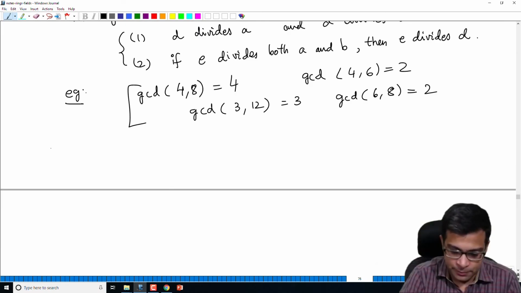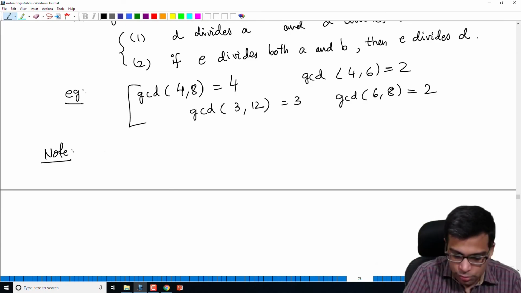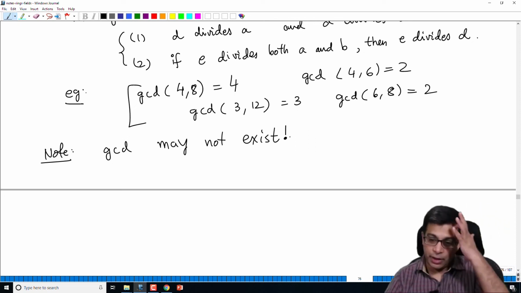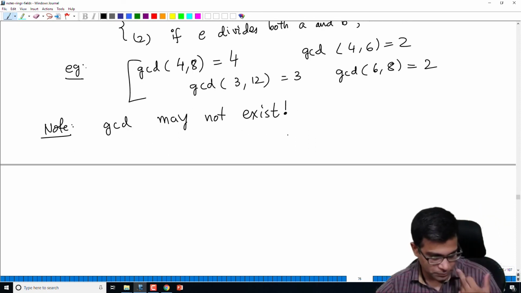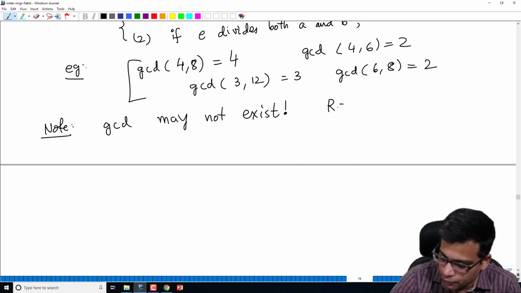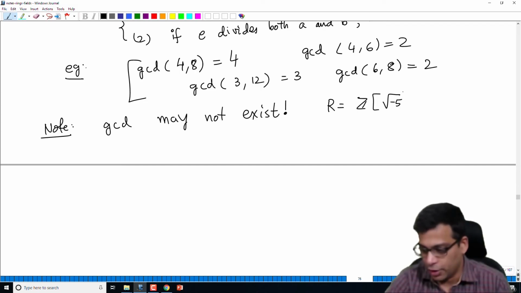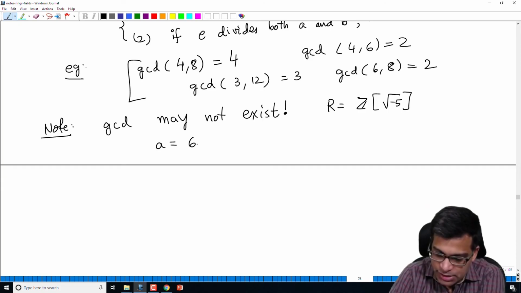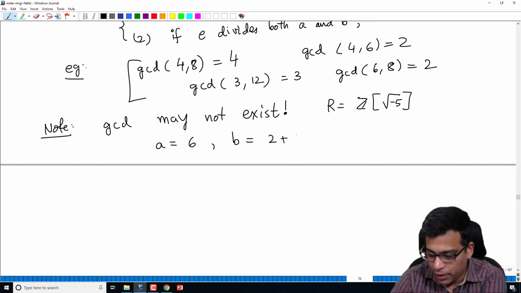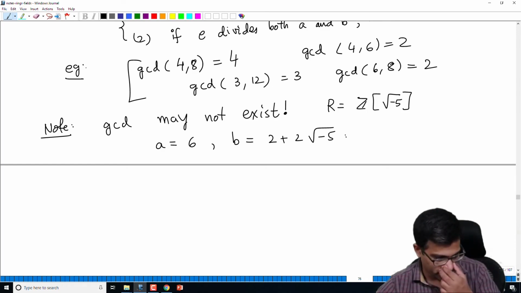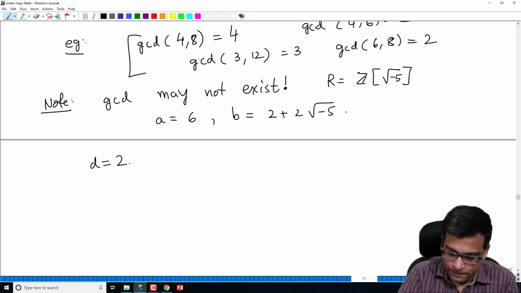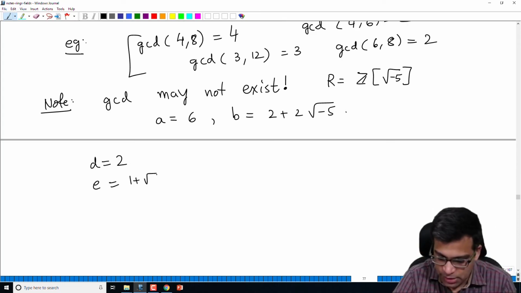So I want to stress that GCD may not exist, and that is because, again, the ring that we used earlier, which gave us an example of an irreducible element that's not prime, in this same ring we can take the following. Let's take A to be 6 and B to be 2 plus 2 times square root of minus 5. So A is this, B is this. Now let us take D to be 2 and E to be 1 plus square root of minus 5.